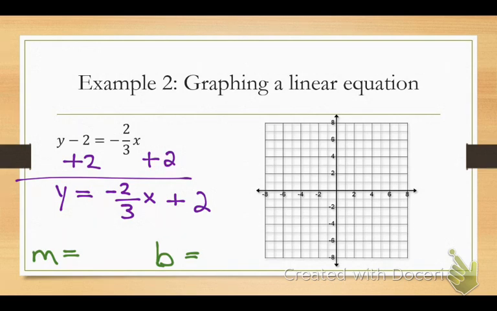So everyone, what does m equal? Negative 2/3, and b equals 2. So where does our first point go? On a 2, and where do I go from there?